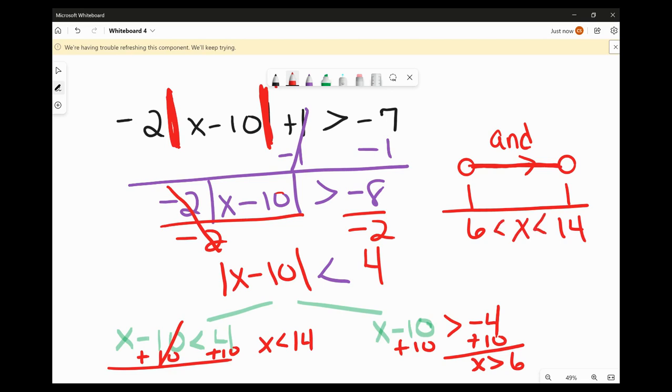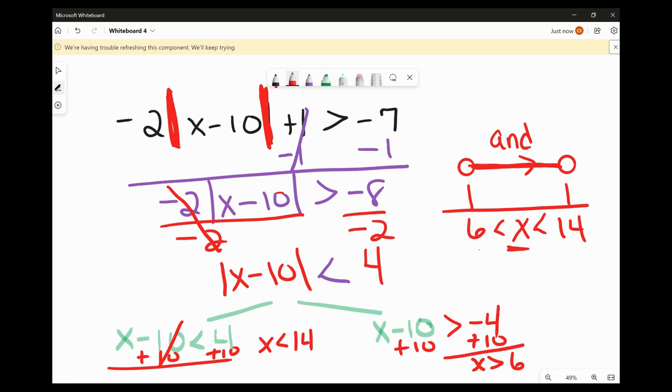And it should look like this with less than signs. That is an inequality. I call this an and. It's the bar in the middle. The solutions fall right in that space. And the x falls between 6 and 14. That's how you would do that.